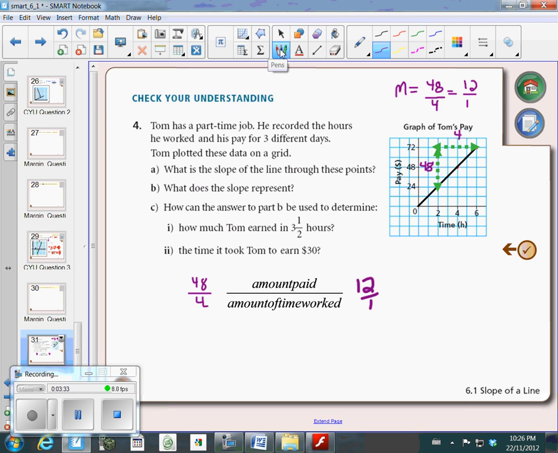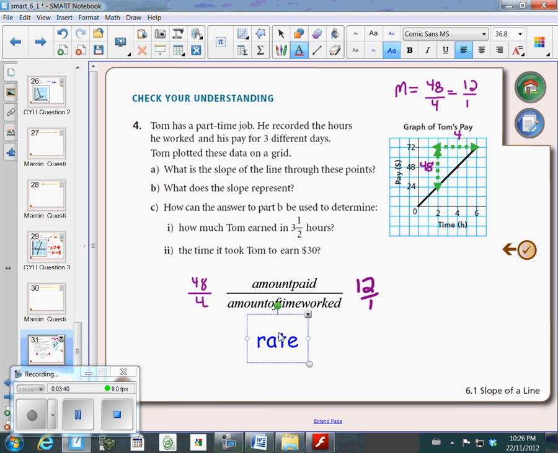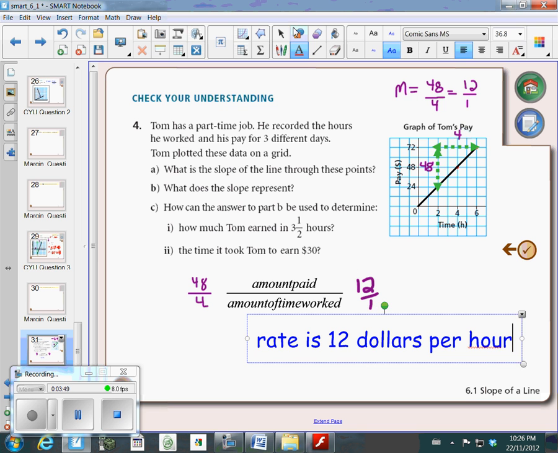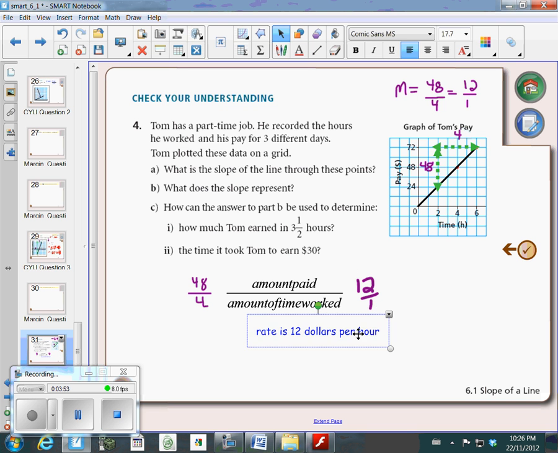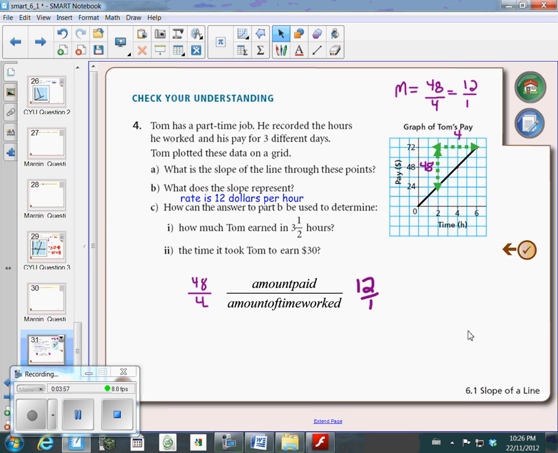So we should write that as a rate. The rate of change is $12 per hour. And that's what the slope means in this situation. Okay, so I'll just put that here. That is part B.